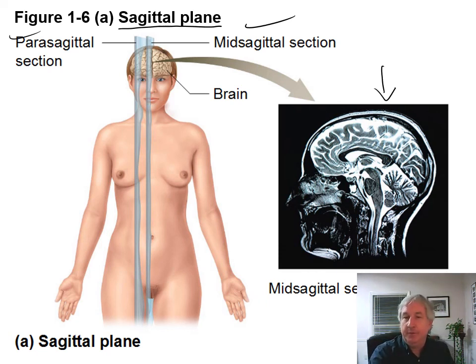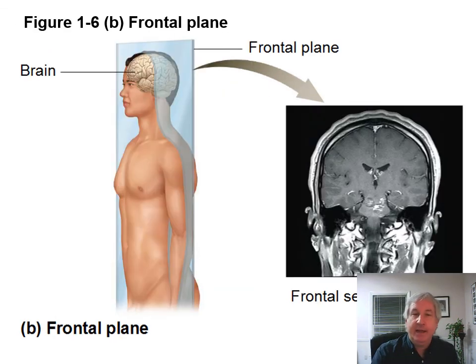So this would be a mid-sagittal section of the head, showing the various structures of the brain as well as the nasal cavity, the nose, nasal cavity here. You've got the chin down there, and all that. We'll talk about what the brain is. We'll spend quite a bit of time on the nervous system later on in the semester. Next slide. Here's a frontal plane.